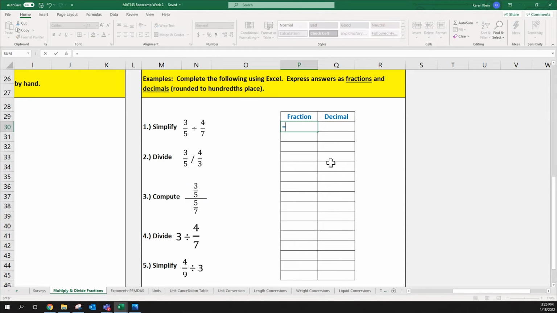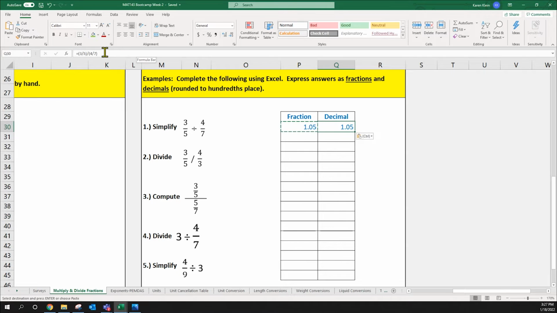All right, so when you're doing the division of our fractions here, it's going to be the same kind of setup. We're going to say equals. And because we have fractions, I'm going to use parentheses around each fraction. I have 3 divided by 5. And then I'm going to also divide that by 4 divided by 7. Now, probably should have listed the decimal first. I'm just going to go ahead and copy, and I'm going to paste that over.